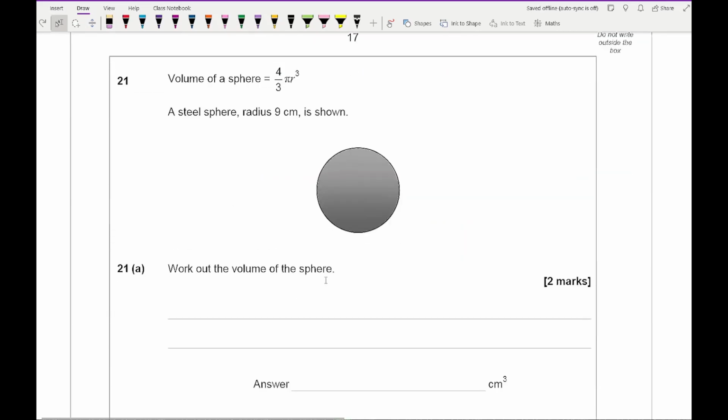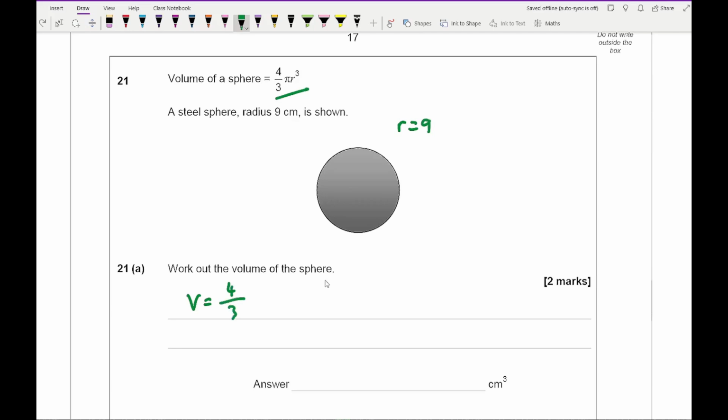Moving on to question 21, it says the volume of a sphere is 4/3 pi r cubed. A steel sphere has a radius of 9 centimeters is shown, and the question is asking us to work out the volume of the sphere. So all we need to do here is substitute r equals 9 into this formula.